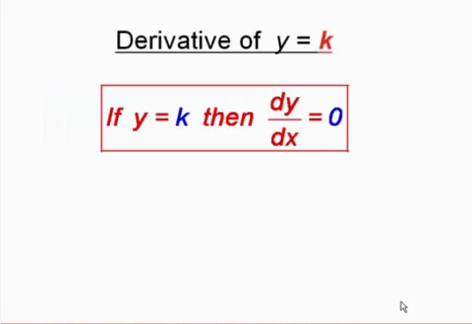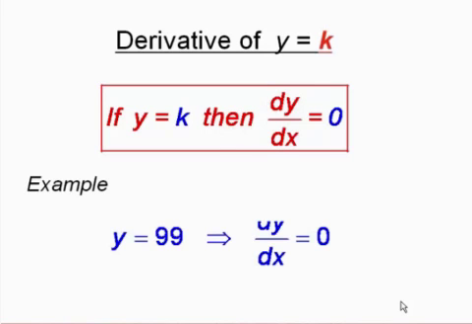Finally, the derivative of a function which is simply a constant. So here, if y equals a constant, then the derivative is always 0. Probably the easiest one of the lot to remember. In other words, if you have any number which is a constant, such as 99, y equals 99, then the derivative is equal to 0.